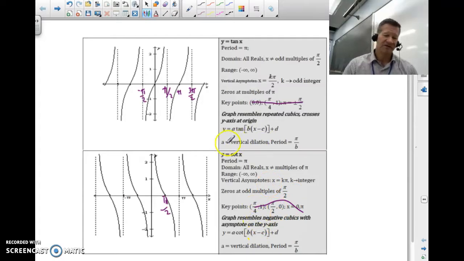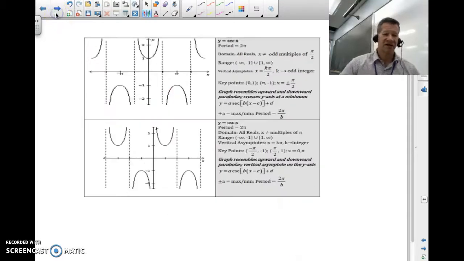The other difference is they're not waves, so they don't have an amplitude. A is still a stretch. It's going to stretch the cubics out and make them look a little steeper, but it's not amplitude. The other difference is period. Instead of taking 2 pi divided by b, because the period of the parent function is only pi, we're only going to do pi over b now for both.